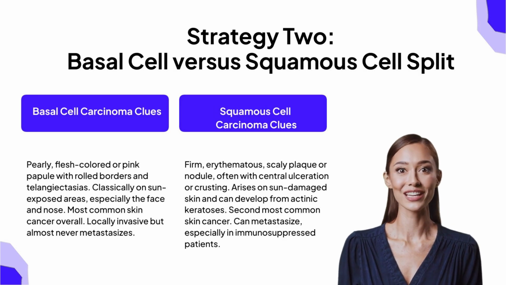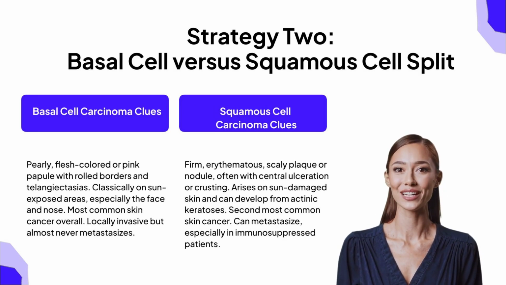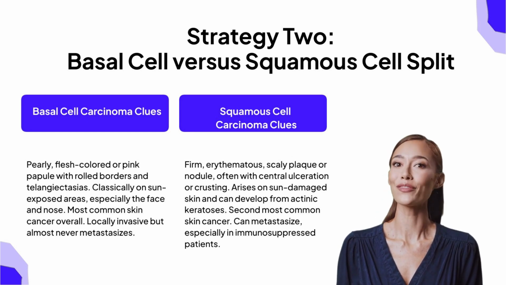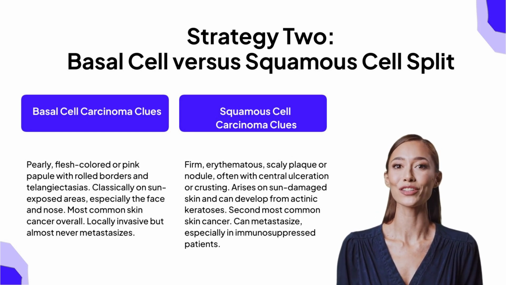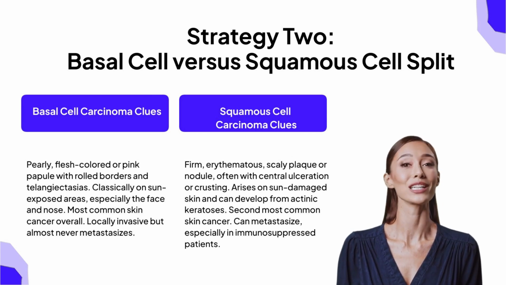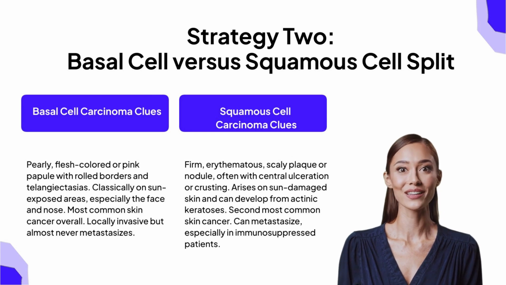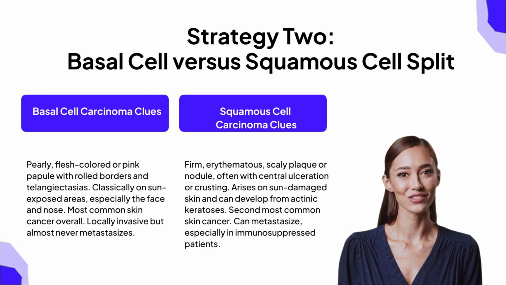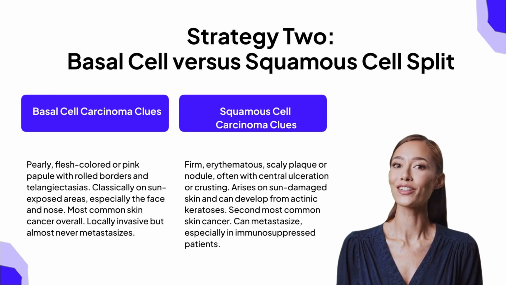Strategy 2 is the basal cell versus squamous cell split, and this distinction comes up constantly on the boards. For basal cell carcinoma, the classic description is a pearly, translucent, or flesh-colored papule with rolled borders and visible telangiectasias on the surface. It most commonly appears on sun-exposed areas, especially the face and nose. It is the most common skin cancer overall, but it almost never metastasizes. It is locally invasive, so treatment is important, but the prognosis is excellent.